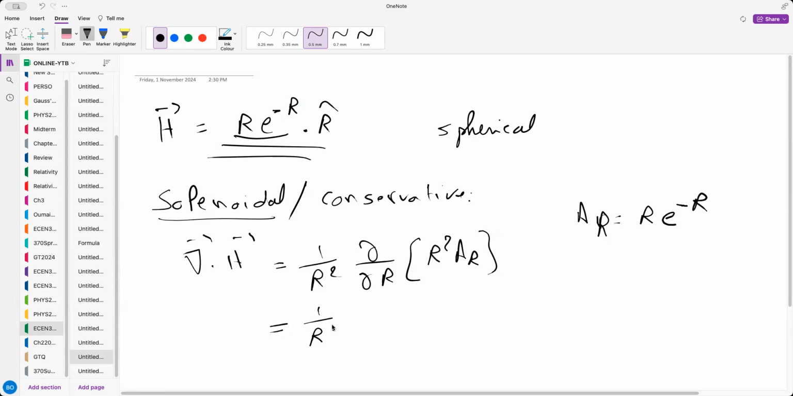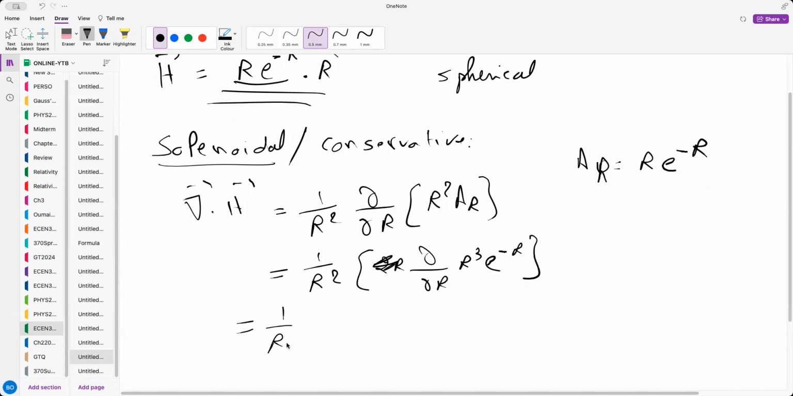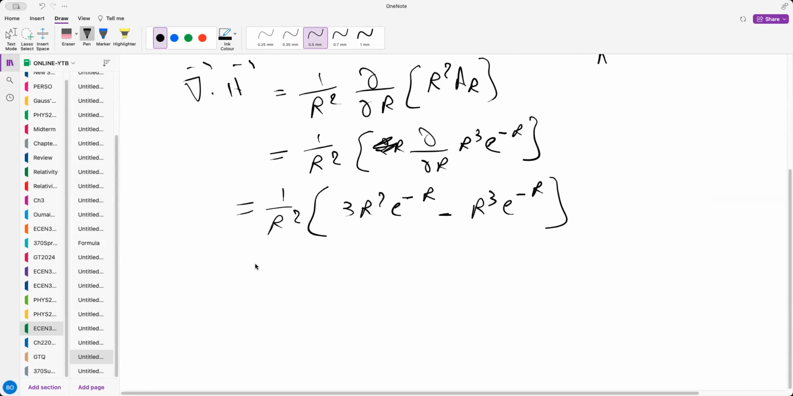So here you have r squared times A_r, which is r cubed exponential minus r. The partial derivative, times 1 over r squared, will be 3r squared exponential minus r minus r cubed exponential minus r. And this will give you easily 3 exponential minus r minus r exponential minus r. You can see it is not equal to 0, which means it is not solenoidal.